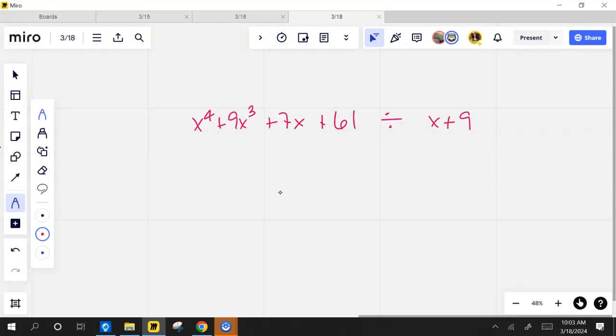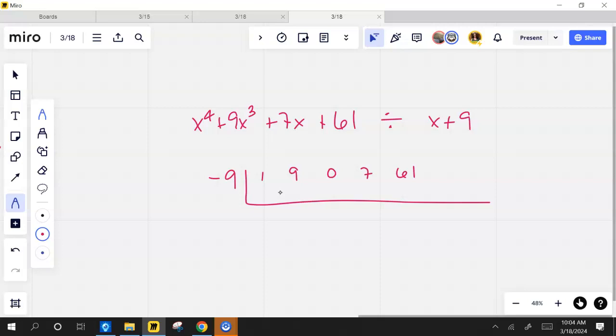What goes outside? First of all, can I do this with synthetic division? Yes, I can because it's x plus 9. What goes on the outside? Negative 9. What goes inside? Ooh, nice job. That was good. You gotta have that placeholder for the 2. Don't forget it or your answer will come out wrong.